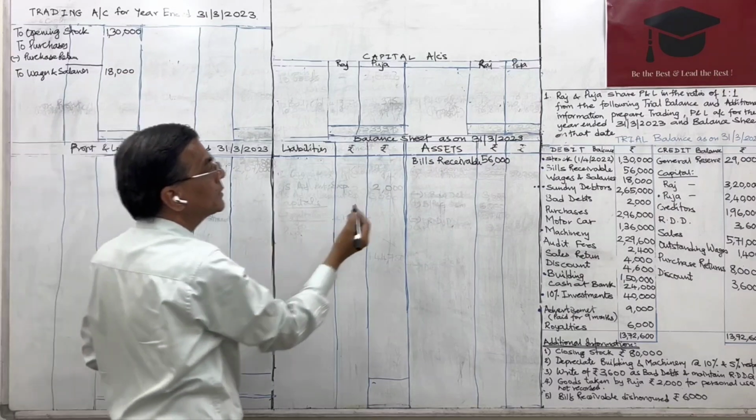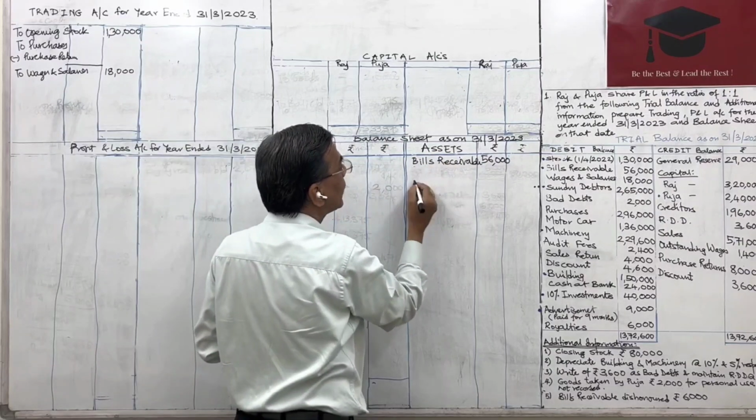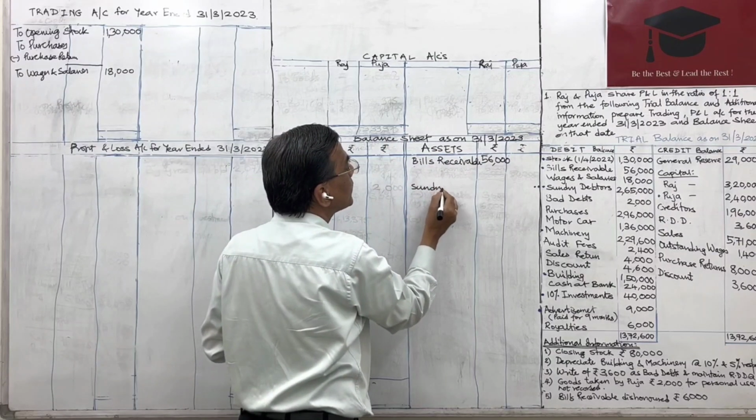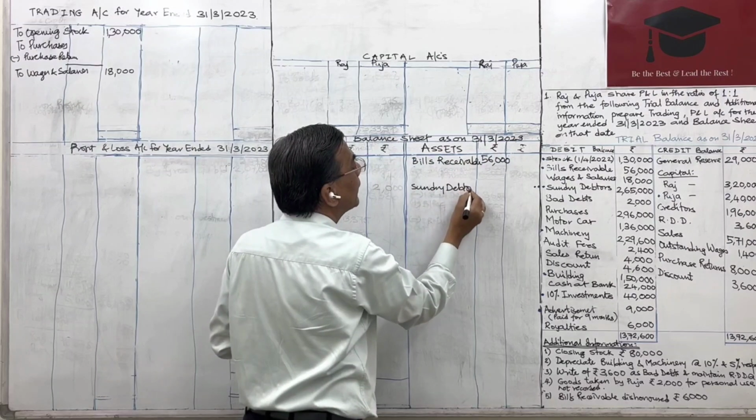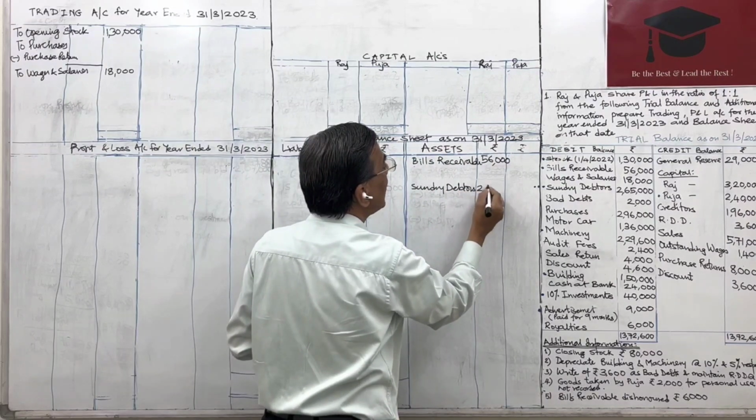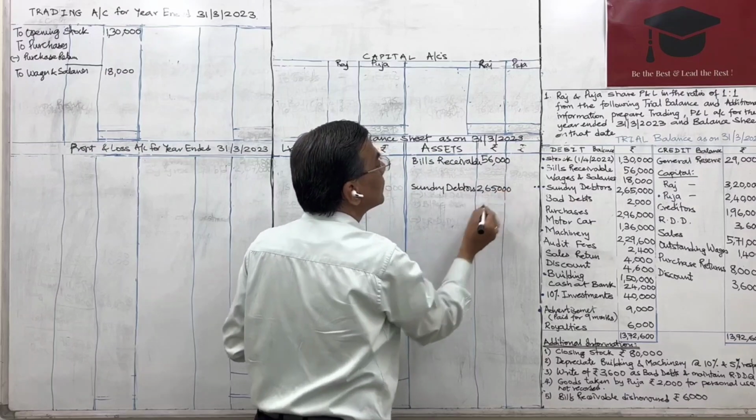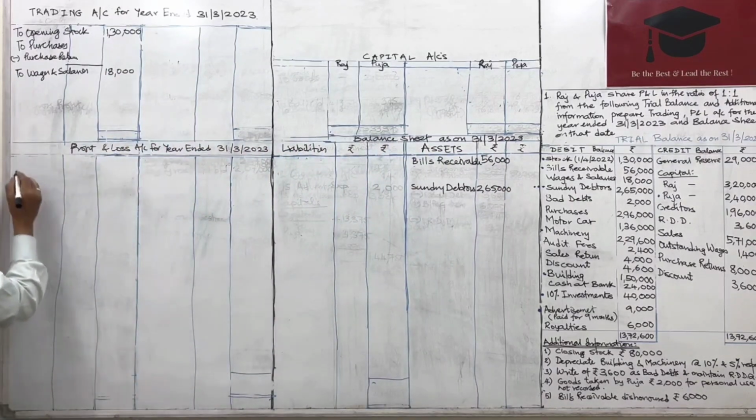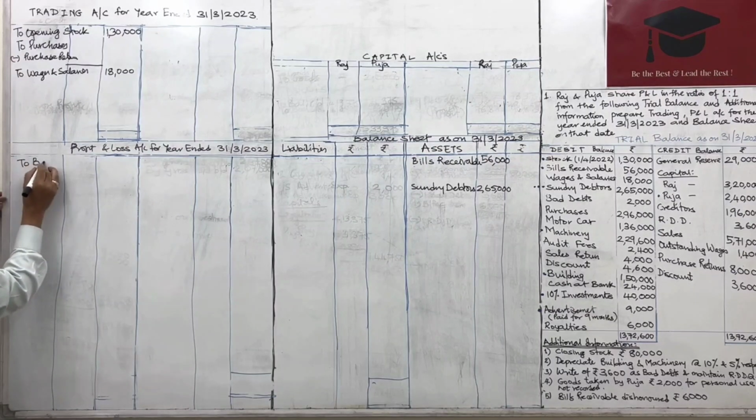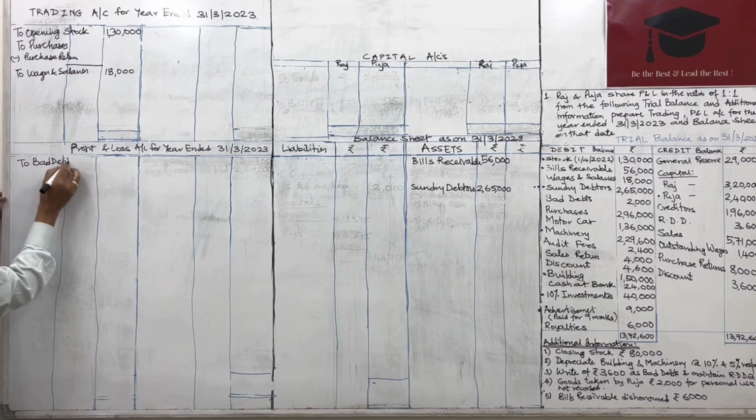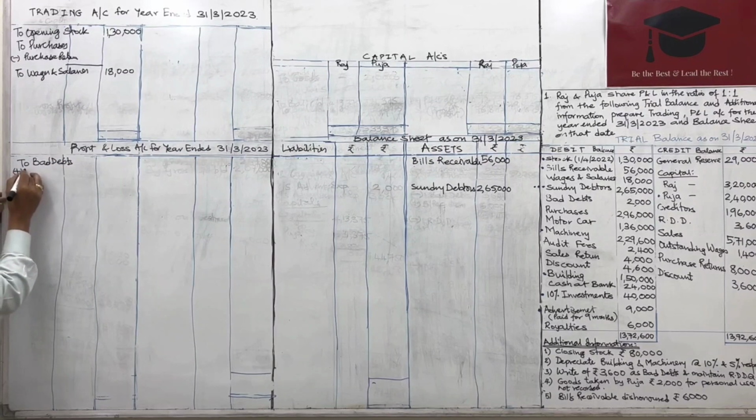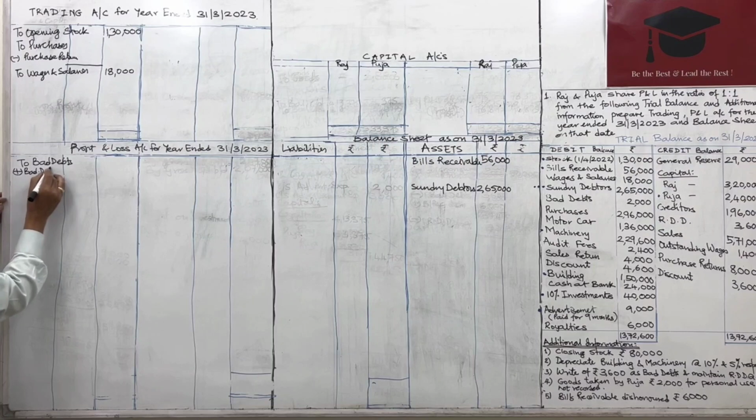Then I have sundry debtors. Since bills receivable is written in the inner column, it signifies that it has got an adjustment. Therefore, I leave a line and then record sundry debtors 2,65,000. Bad debts. There is a format to be followed. To bad debts, add bad debts new, add RDD new, less RDD old.